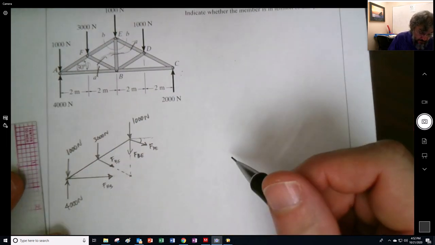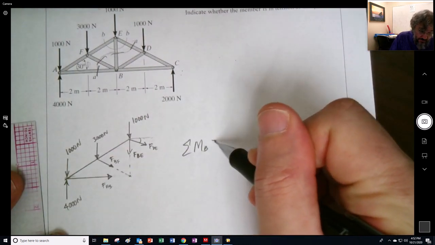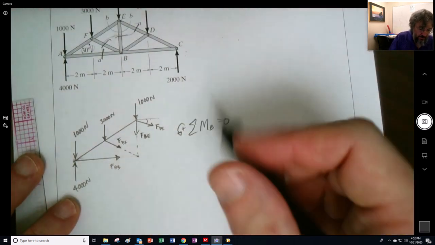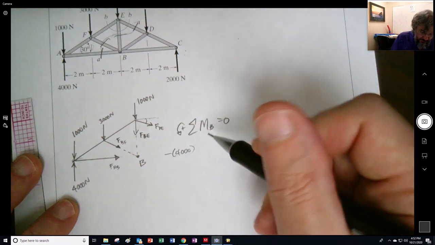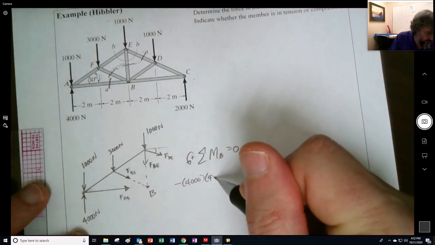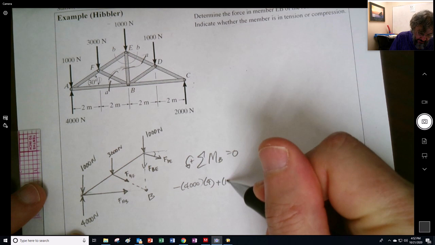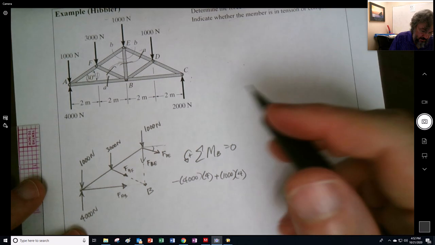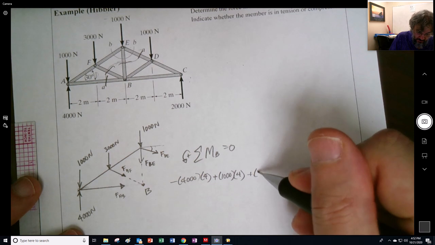And so what we did right here is take the sum of the moments about B equal to 0. I just marched through. I went negative 4,000 because we're going around this point right there, and that's going to be times 4. Then we have 1,000 right here, and that's going to be counterclockwise, so that's positive. Then we have 3,000, and that's going to be times 2, and that's counterclockwise.